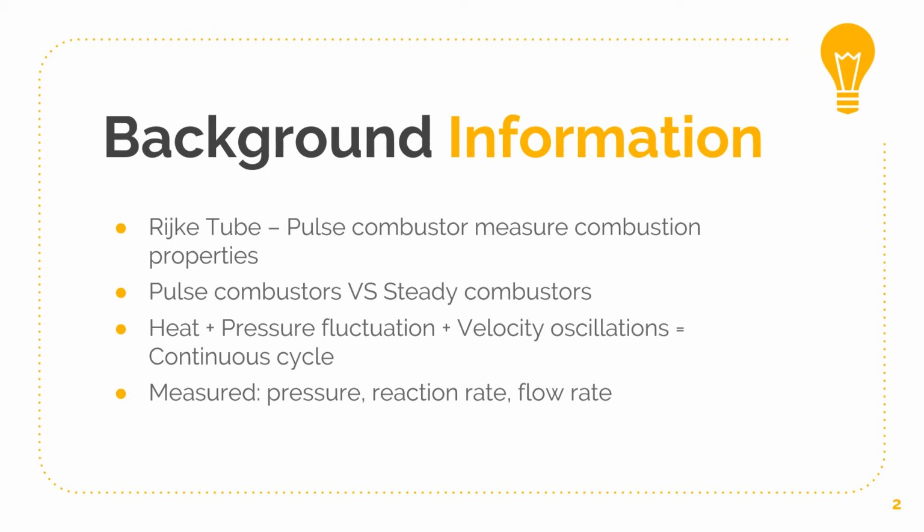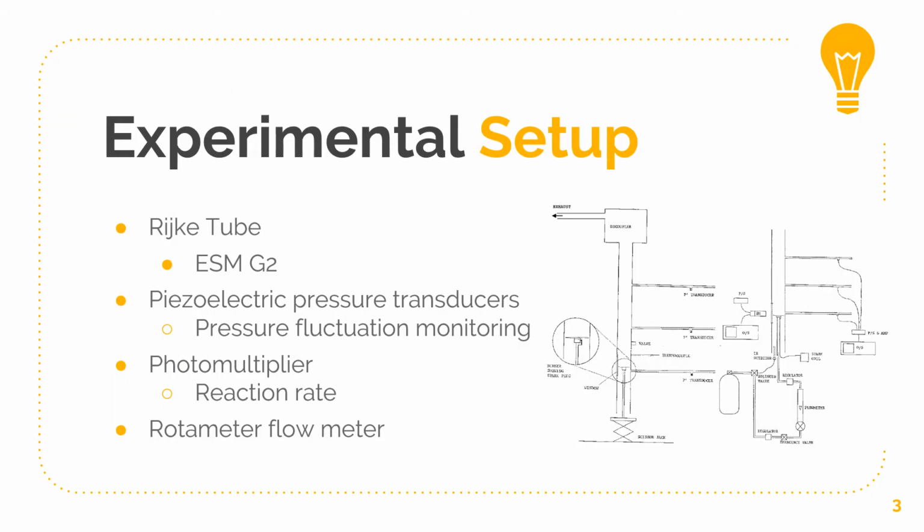Now that we've gotten a little bit of background information, I would like to move to the experimental setup. The experiment was conducted in the Engineering Science and Mechanics building in room G2, where we have a combustion laboratory and where the Rijke tube is situated. The three quantities I mentioned previously were measured using a piezoelectric pressure transducer, which was used to measure different pressure fluctuations within the tube. The next measuring device used was a photomultiplier, which was used to measure the reaction rate and intensity of the combustion process.